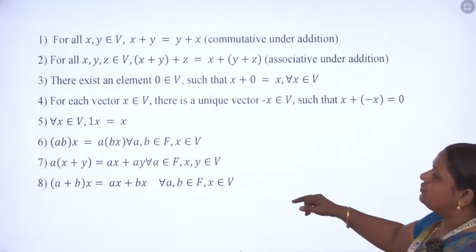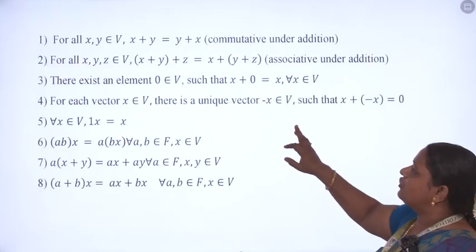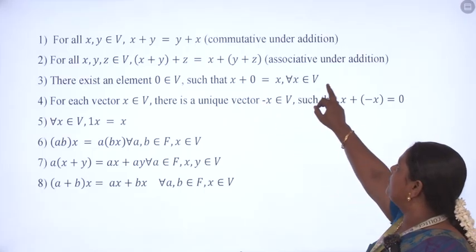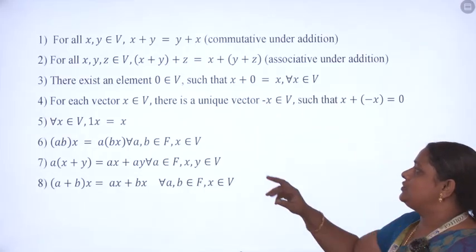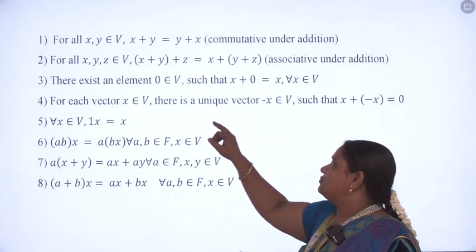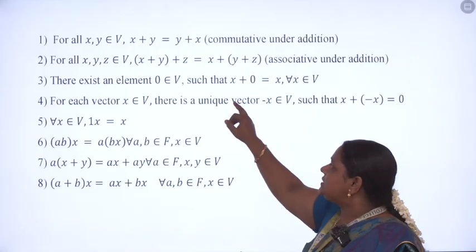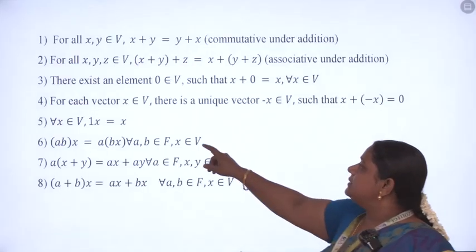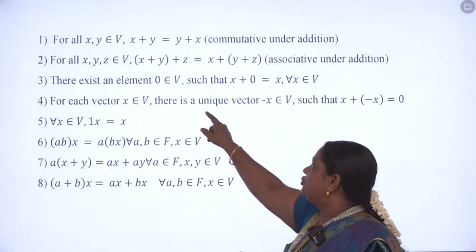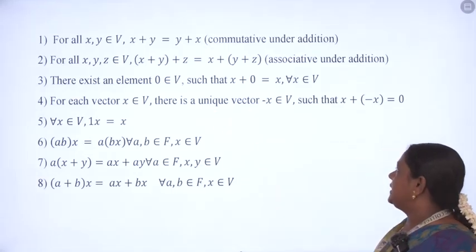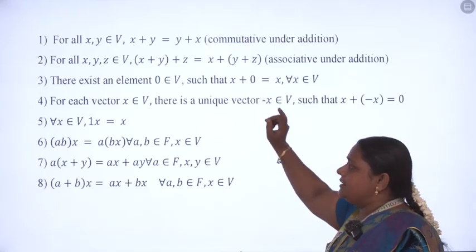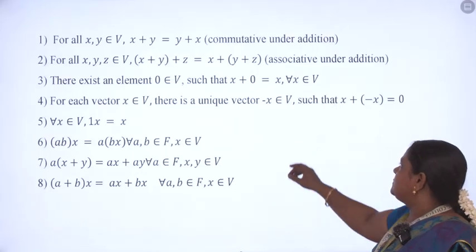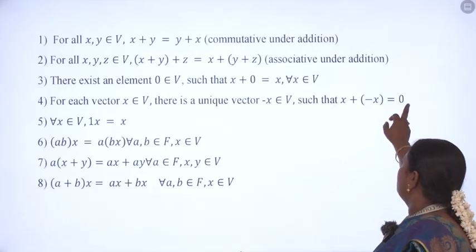Then these conditions should hold good for the vector space. First condition is for all x, y belongs to V, x plus y equal to y plus x. It's commutative under addition. Then choosing three elements, for all x, y, z belongs to V, (x plus y) plus z equal to x plus (y plus z). So associative under addition. Third one is there exists an element 0 belongs to V such that x plus 0 equal to x for all x belongs to V. Here 0 is the identity element. Then for each vector x belongs to V, there is a unique vector minus x belongs to V such that x plus (minus x) equal to 0.